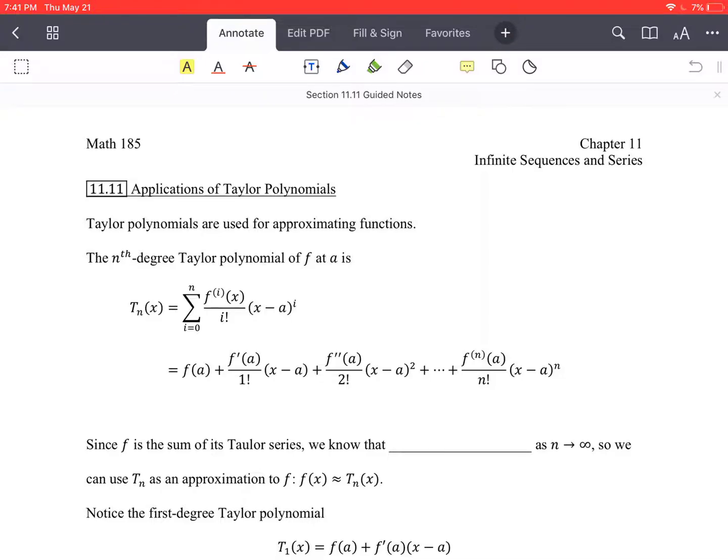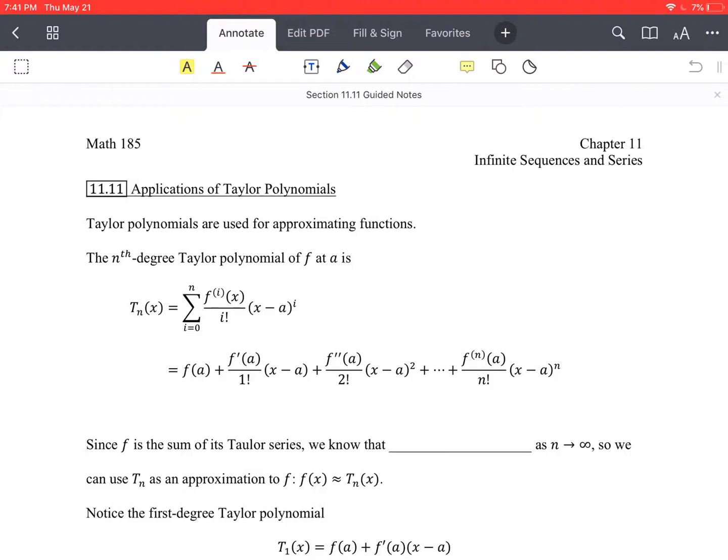Alright, welcome back everybody. Last section of the course, section 11.11. This is applications of Taylor polynomials. We're not going to go too in-depth with a lot of the applications, just because we are hitting the end of the semester here, but suffice it to say there are a lot of different applications for these polynomials.